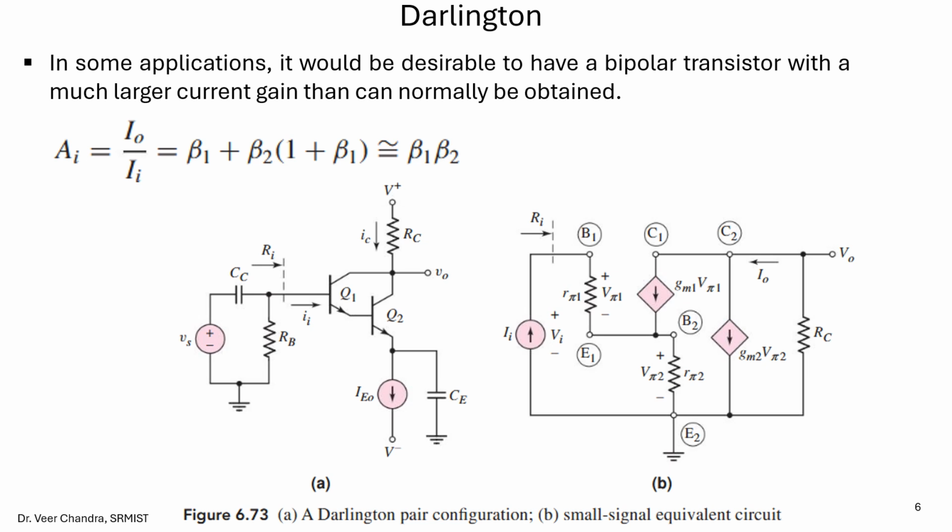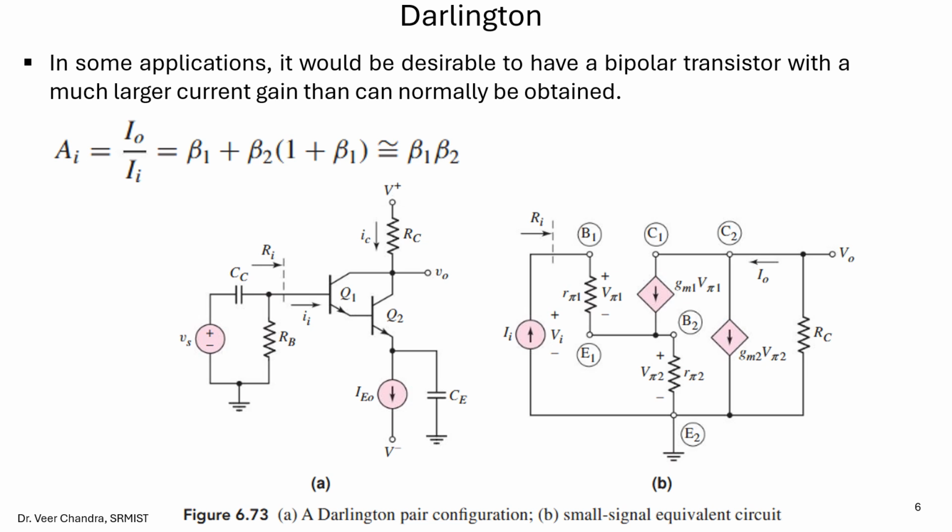The third type of configuration is the Darlington. In some applications it would be desirable to have a bipolar transistor with a much larger current gain than normal. Wherever a high current gain is required, we can utilize the Darlington type of multi-stage amplifier. How much gain will it have? The gain will approximately be equal to beta 1 into beta 2.